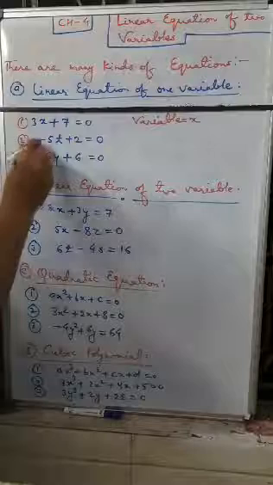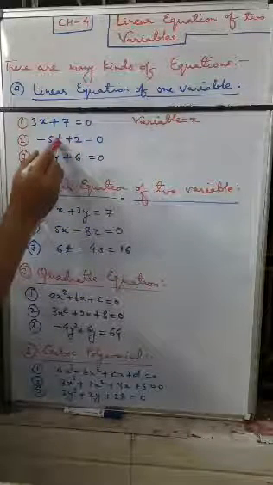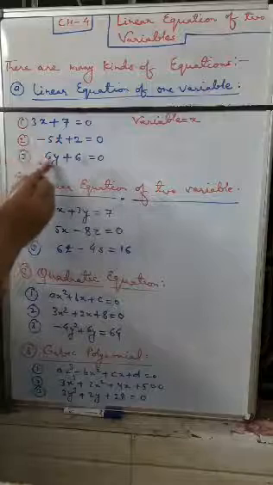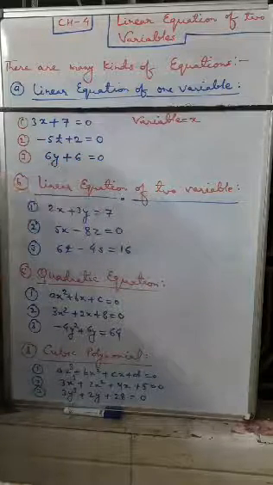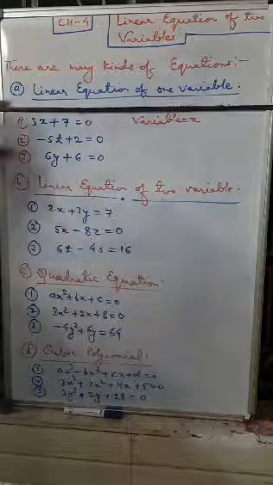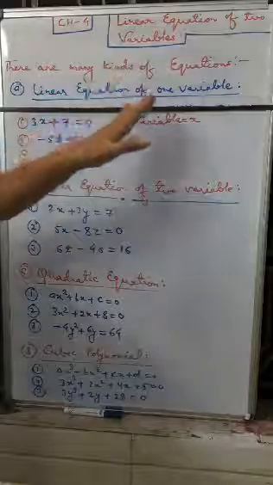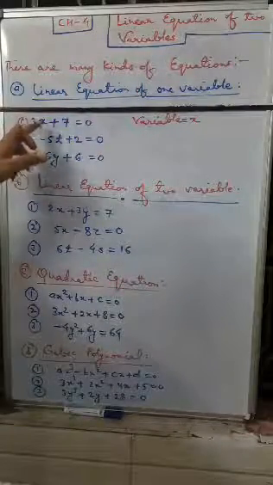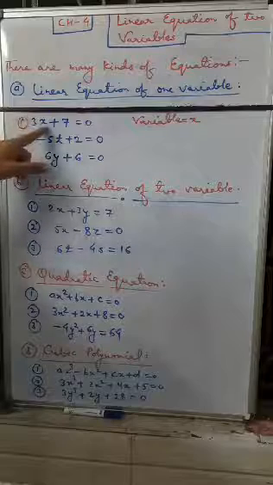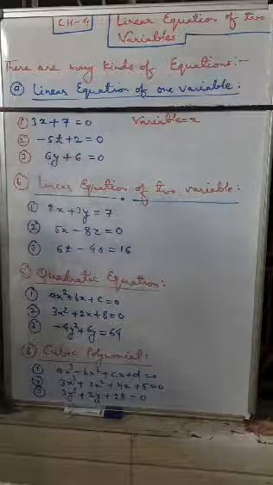Now, minus 5t plus 2. Here t is the variable, and the maximum power of t is also 1. Or here 6y plus 6 is equal to 0. The maximum power of variable y is equal to 1. So these equations represent linear equation of one variable, because in these equations only one variable is situated and the maximum power of that variable is 1.